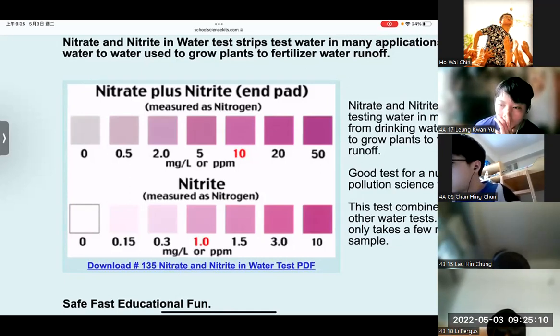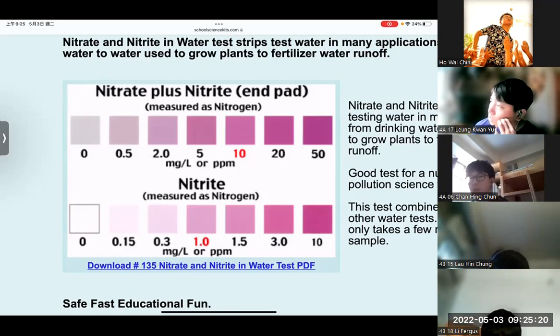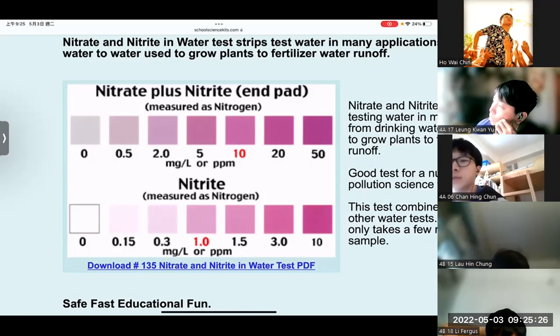So people would use the testing kit to keep track of how toxic the water is, so as to take immediate action. For example, I would change some of the water from the tank and replace it with new water. Can you get the point? So this is the color chart they will commonly use.